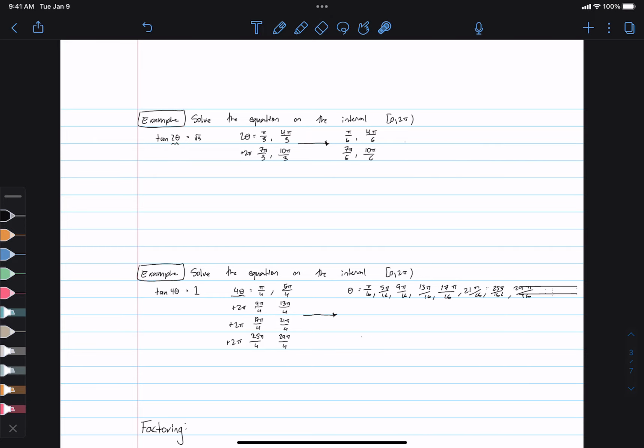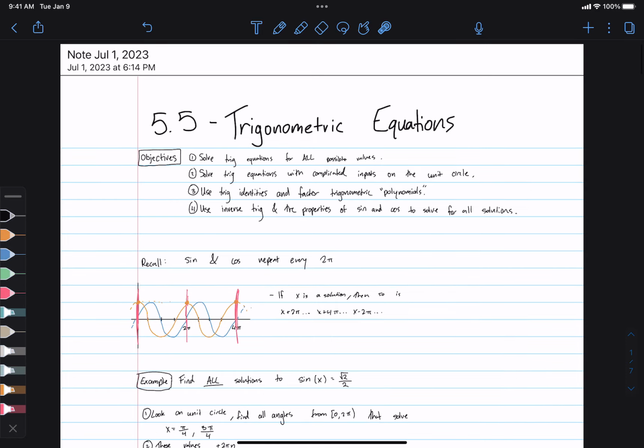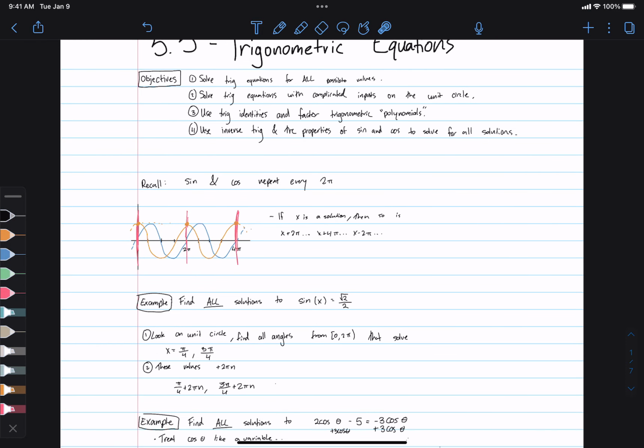Yeah, so this has been the first part of section 5.5, and we're going to get to the second part once my iPad has had a chance to chill down.